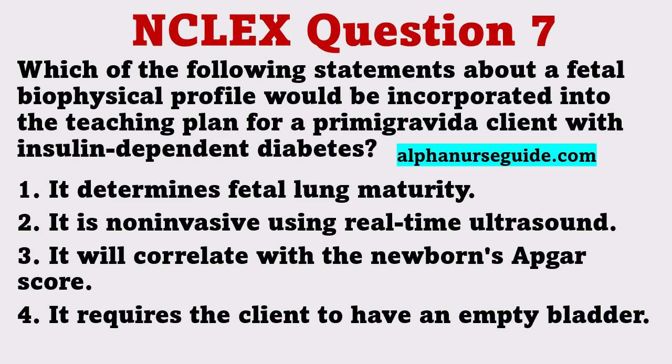The lecithin-sphingomyelin ratio is used to determine fetal lung maturity. Although the fetal biophysical profile is useful in predicting which fetuses may be at greater risk for compromise, there is no correlation with the newborn's APGAR score. The biophysical score is sometimes referred to as the fetal APGAR score. A score of 8 to 10 indicates fetal well-being. Use of an ultrasound requires the mother to have a full bladder.